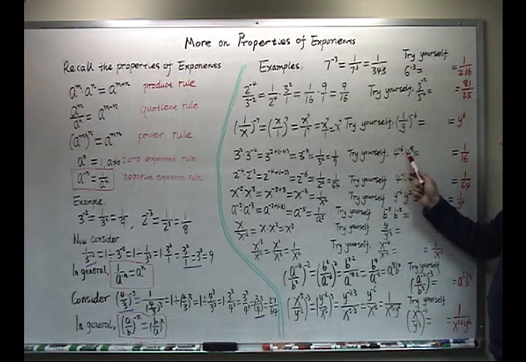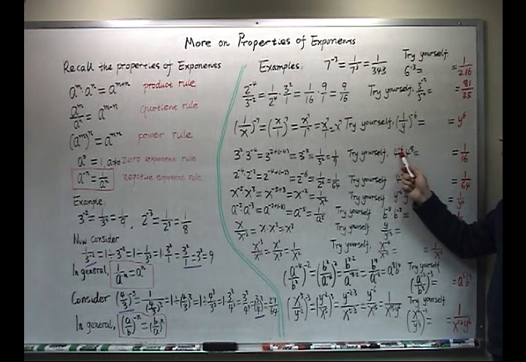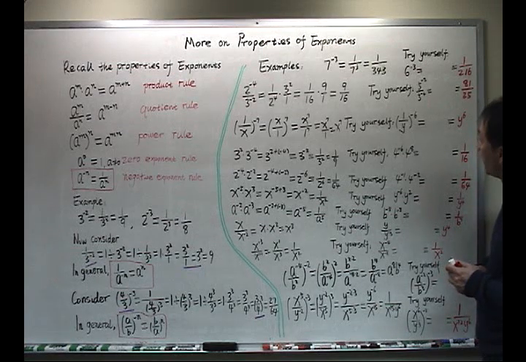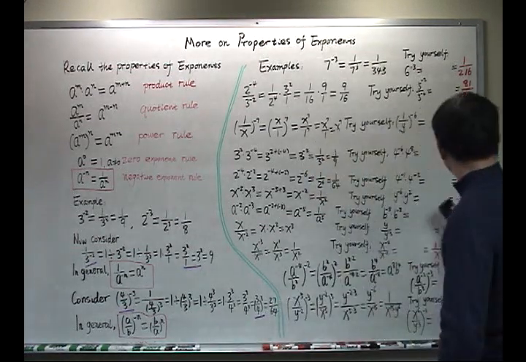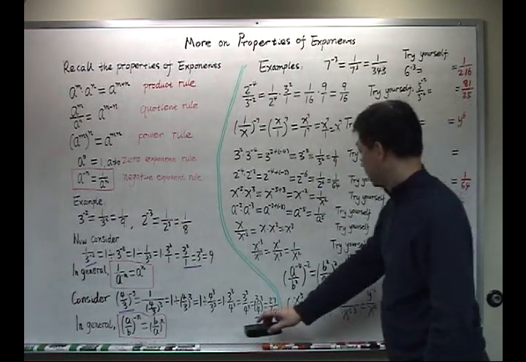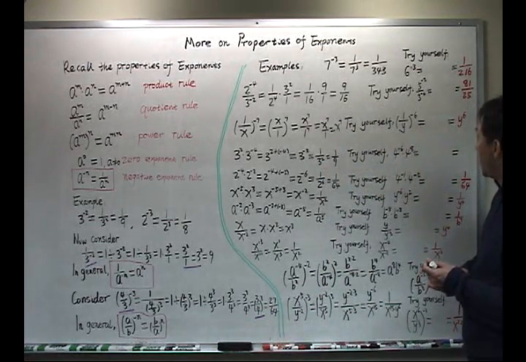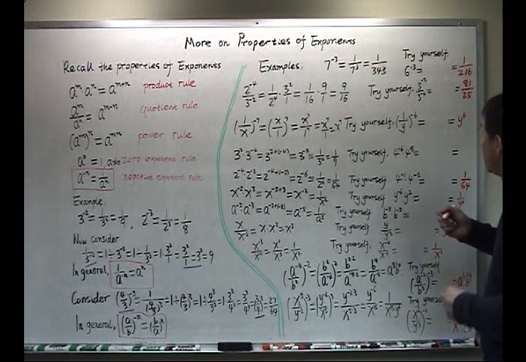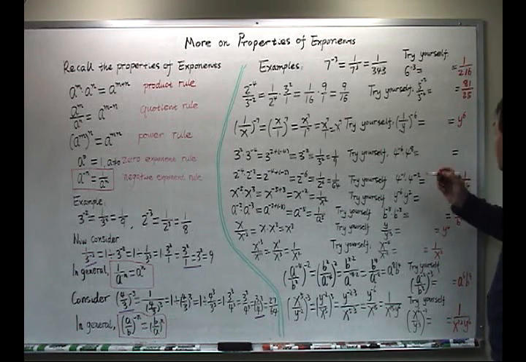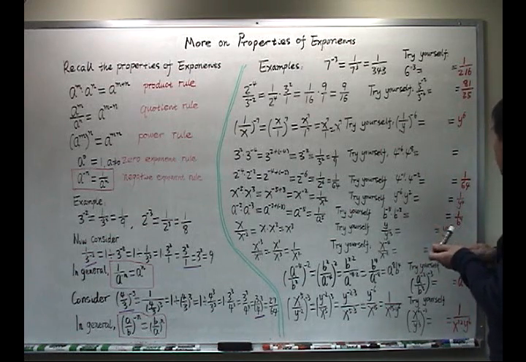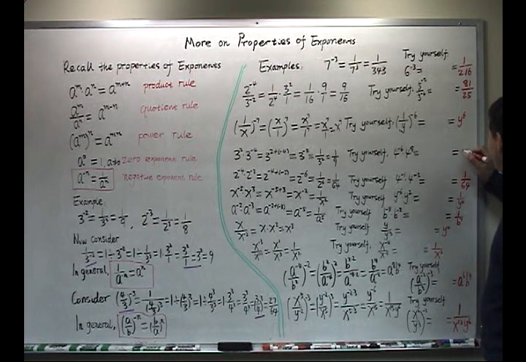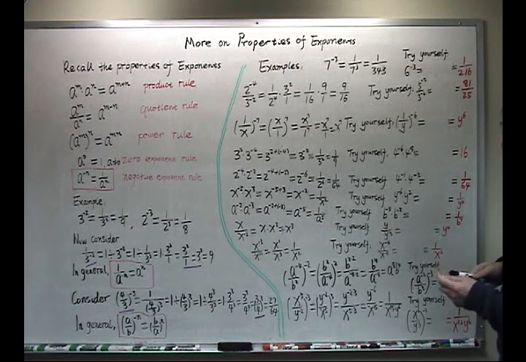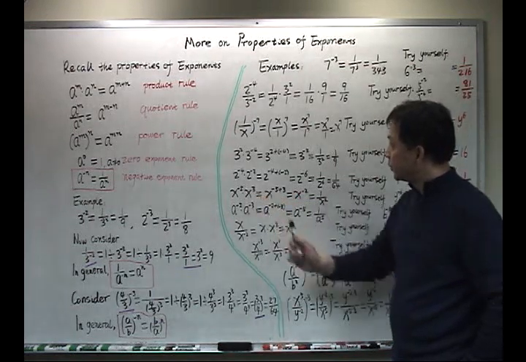4 to the negative 6 times 4 to the 8th. So you want to add negative 6 with 8. In this case, what you will have is negative 6 plus 8. So in this case, you have a positive 2 upstairs. And then you have 4 squared, that's 16. Okay, that's 16. Okay. Now, try this one. Let's look at this one.